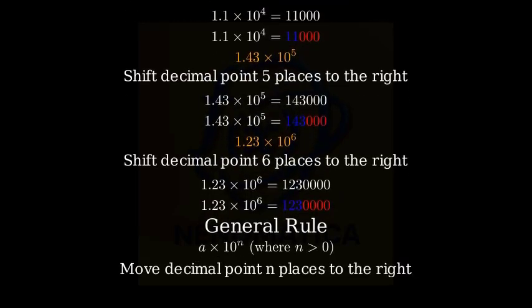Let me now explain the general rule for converting a number in scientific notation to decimal form. When we have a number in the form of a times 10 to the power of n, we move the decimal point n places to the right when n is positive.